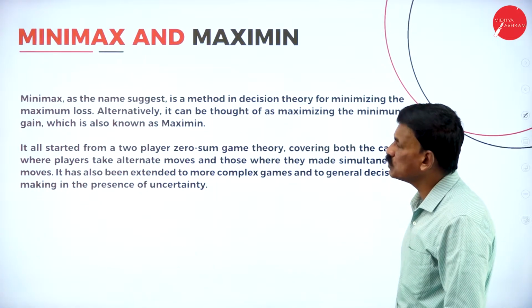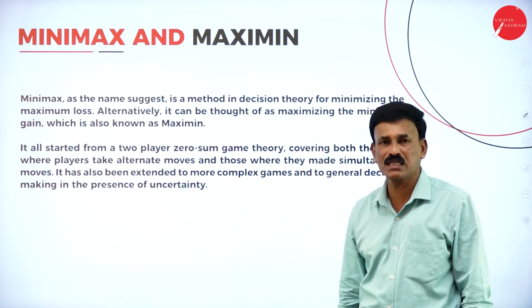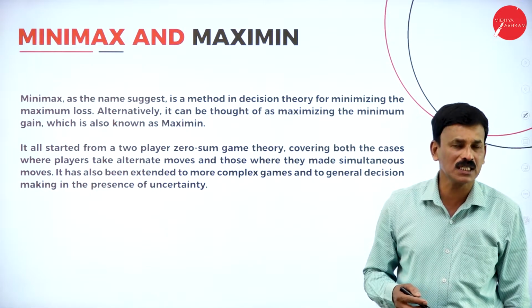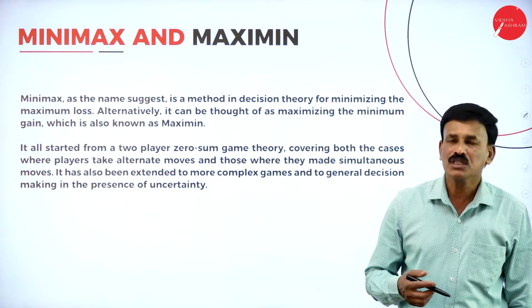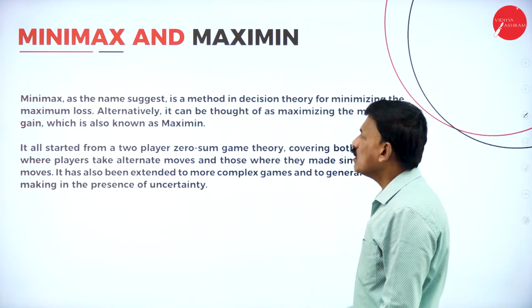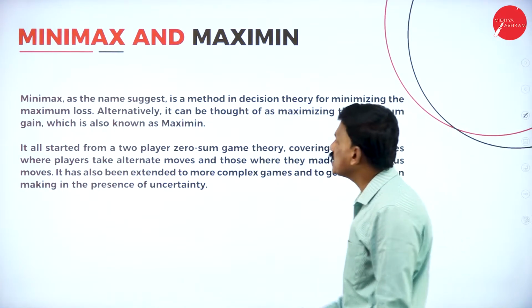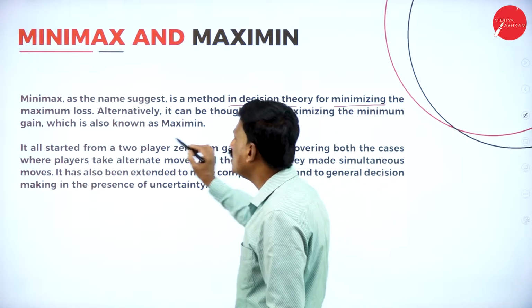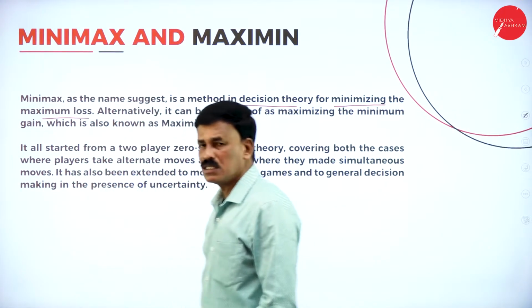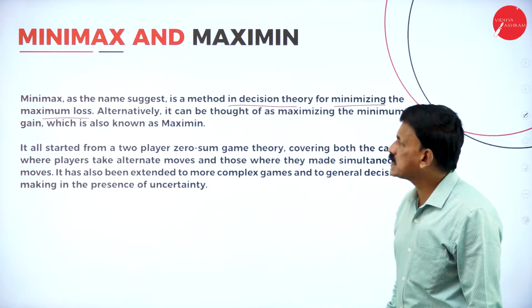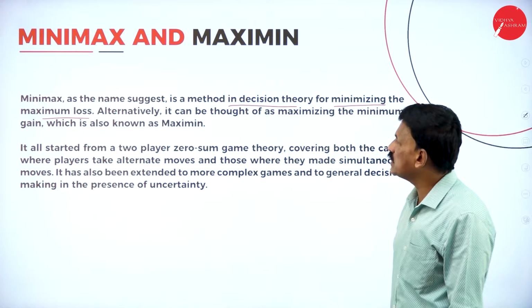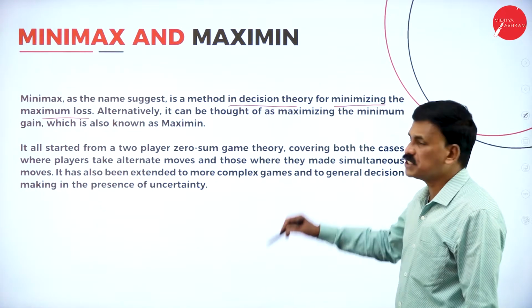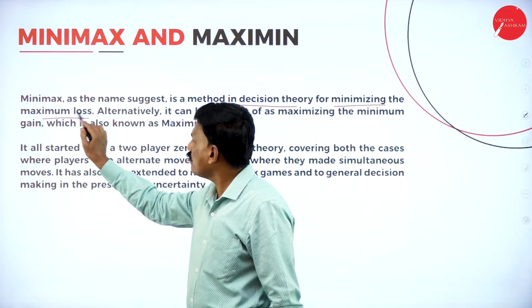Now let us come to the next concept, minimax and maximin. So you may expect a question for 2 marks like define minimax and maximin. So this is an important 2 mark question. Now minimax, as the name suggests, is a method in decision theory for minimizing the maximum loss.